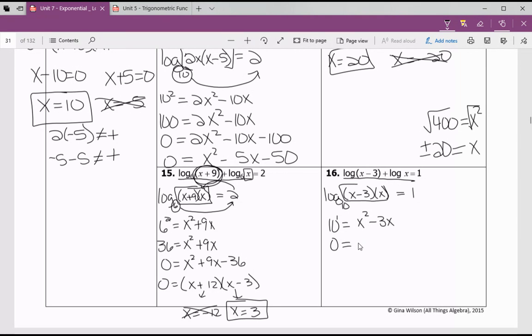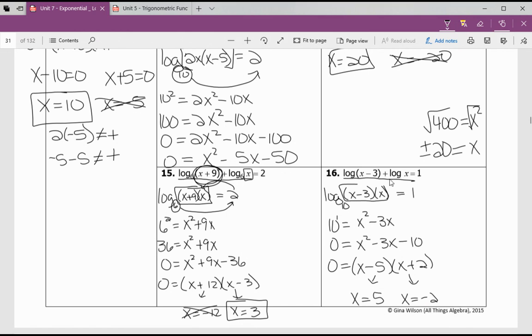I'm going to set the problem equal to 0 because it is a quadratic. And I'm going to see if I can find any factors of negative 10 that add up to negative 3. One of those is negative 5, and the other one is positive 2. So I get x equals positive 5 from the first factor and x equals negative 2 from the second factor.